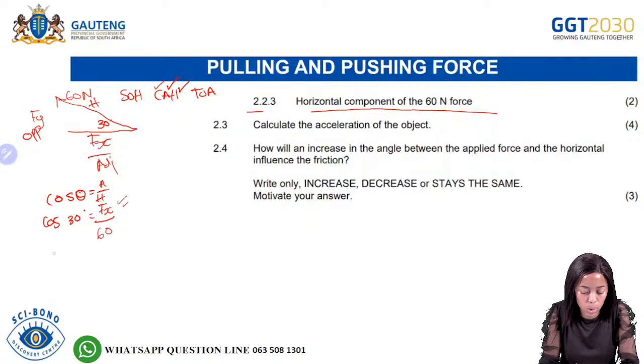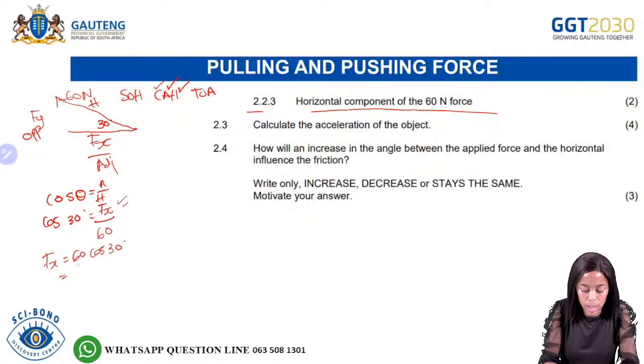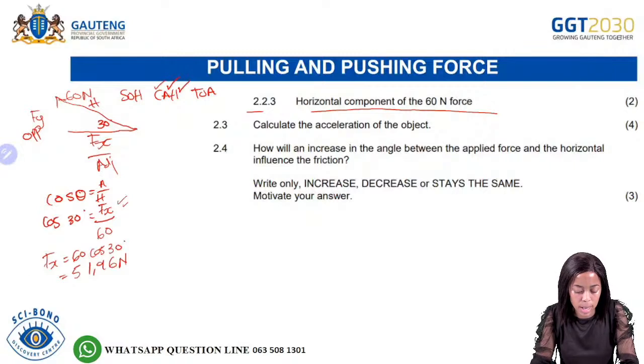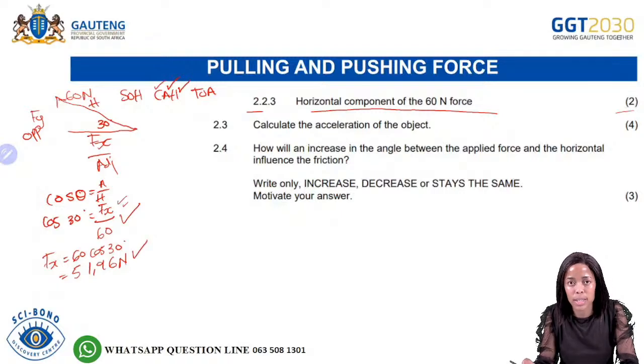So what are we going to do? This will then be Fx equals 60 cos 30 degrees. You can then punch that into your calculator, and I am getting 51.96 Newton for my horizontal component. So again, we can give 1 mark for the substitution and then 1 mark for the final answer, because this one has a total of 2 marks.